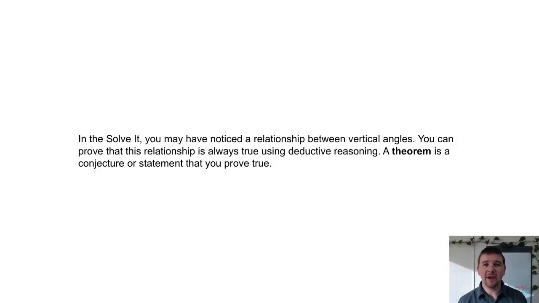All right, vocab: theorem. In the solve it, you may have noticed a relationship between vertical angles. You can prove that this relationship is always true using deductive reasoning. A theorem is a conjecture or statement that you prove true. Just make sure you get that vocab term theorem defined in your notes. One more time, a theorem is a conjecture or statement that you prove true.